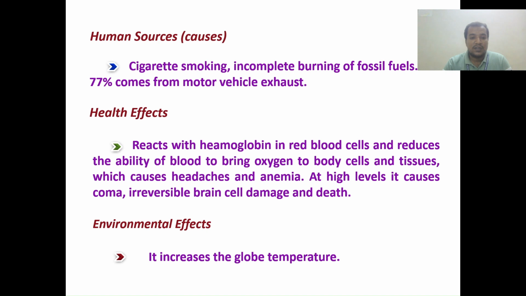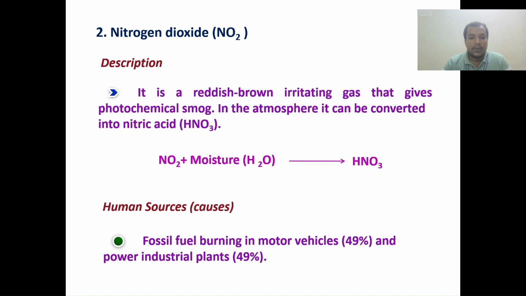Health effects of air pollutants: it reacts with hemoglobin in red blood cells and reduces the ability of blood to bring oxygen to body cells and tissues, which causes headaches and anemia. At high levels, it causes coma, irreversible brain cell damage, and death. The environmental effect of air pollution is that it increases the global temperature.